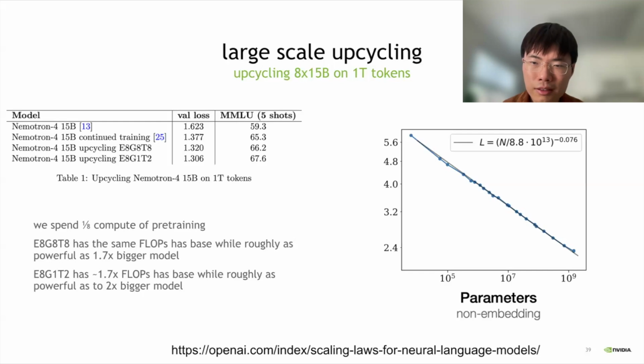And then have you done any upscaling with BERT-like bidirectional models? Because they would have the same property of not needing the autoregressive. Not yet, but I heard people have done that, and it's better.